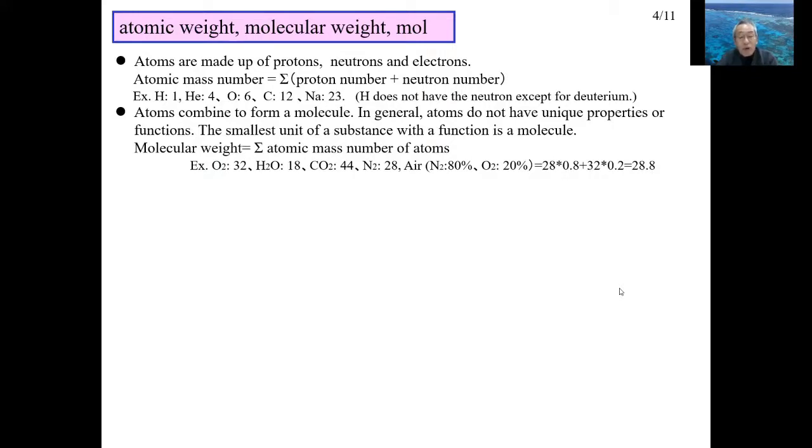Some molecules consist of one atom. It is called a monatomic molecule. Examples are helium, neon, and argon. Molecules are assigned a number called molecular weight. Molecular weight is the sum of the mass numbers of the atoms that make up a molecule.